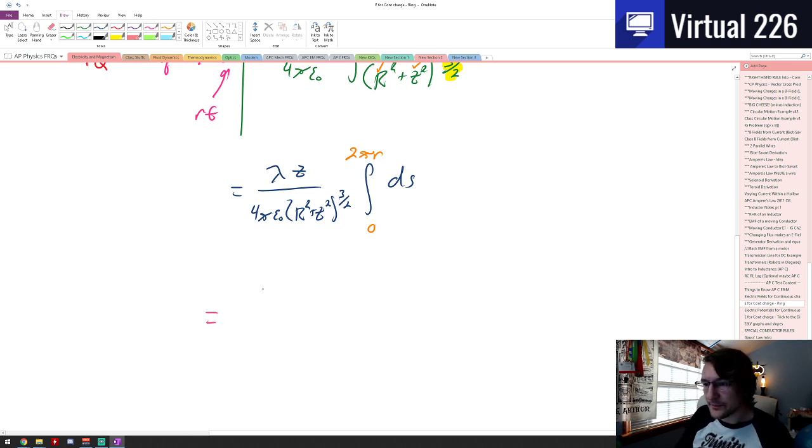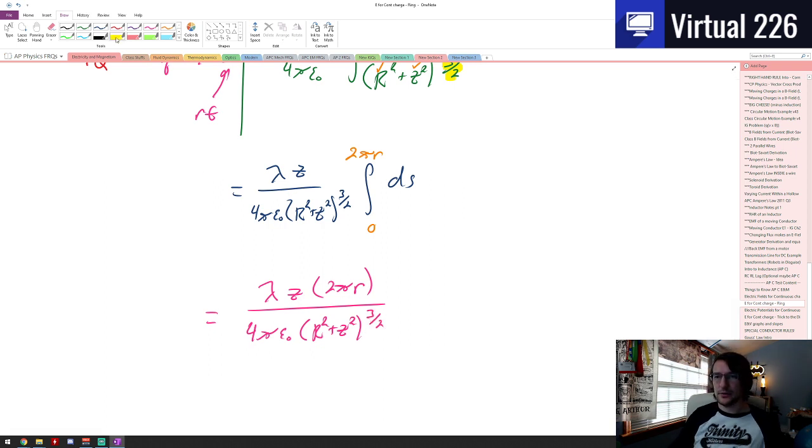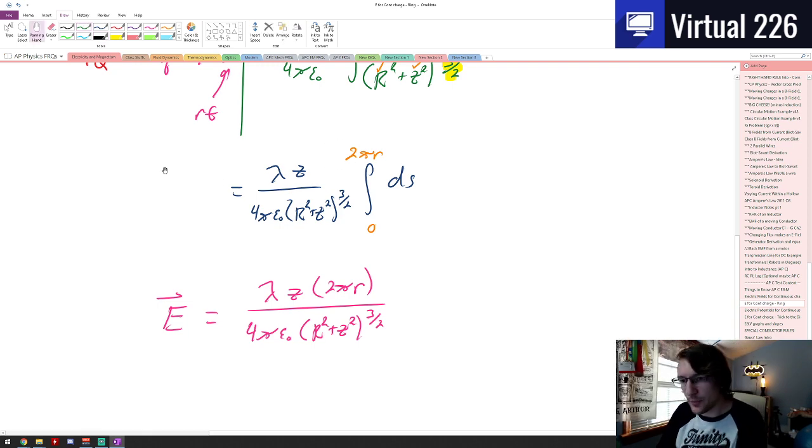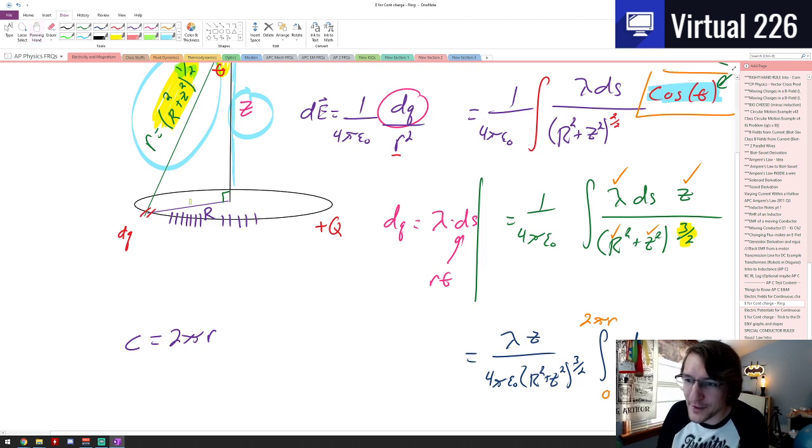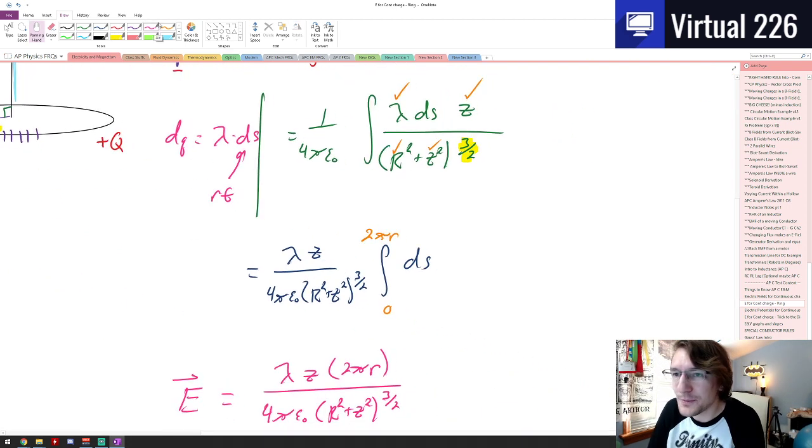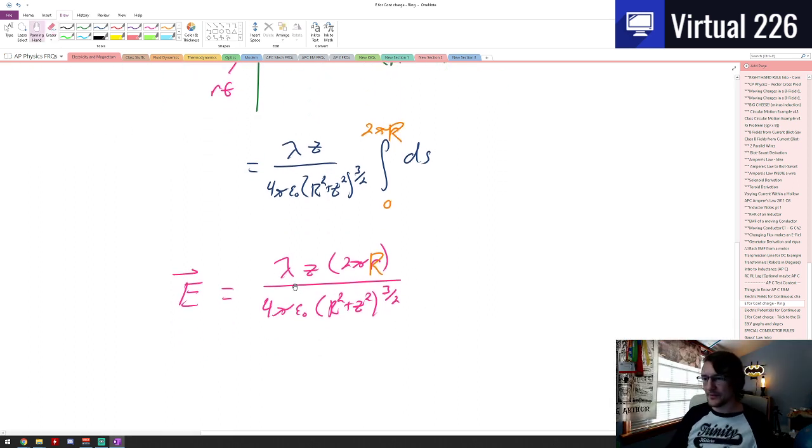So I'm just going to have here lambda z times 2 pi r over 4 pi epsilon naught times r squared plus z squared to the 3/2 power. Okay, and that right there will give you your electric field at a point in space. Oh, excuse me, I made a slight mistake here. I put a little r here just because I'm so used to doing that, but if we go back and take a look at our circle, we had a value for that r. It was big R. Whoops, don't make that mistake. Get your boundaries right, children. This is big R right here, so this will be big R in our final answer. So that's what's going on there.